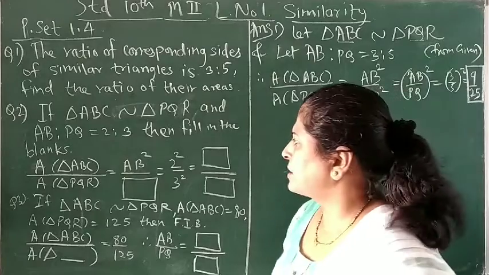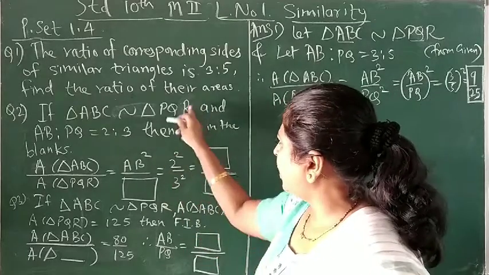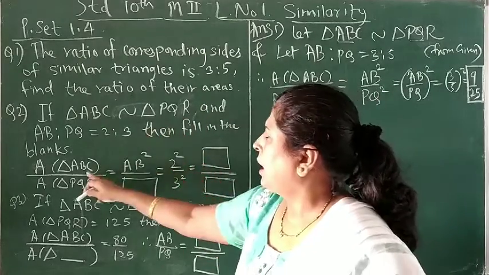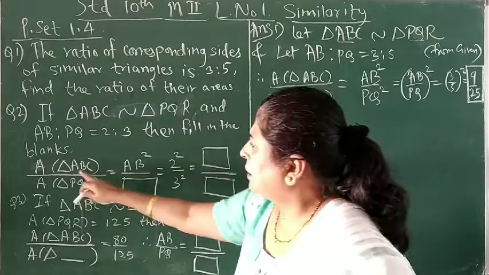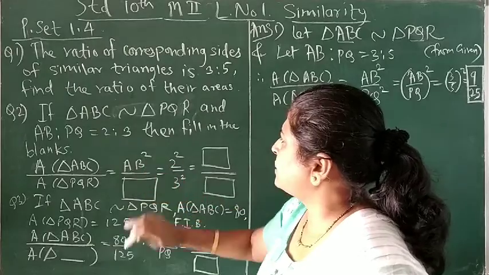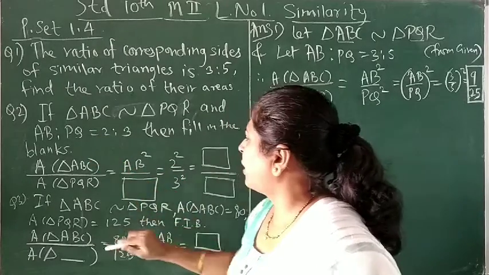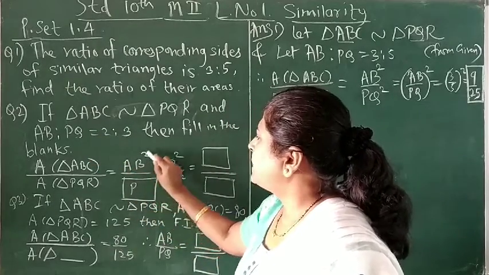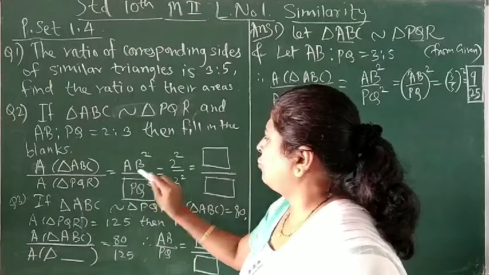Whatever activity form is given, we can copy whatever is in the question and then just fill in the blanks here. Area of triangle ABC upon area of triangle PQR is, if it is AB square, what is the corresponding side of triangle PQR? It is PQ. As here we have taken AB, it is PQ square.